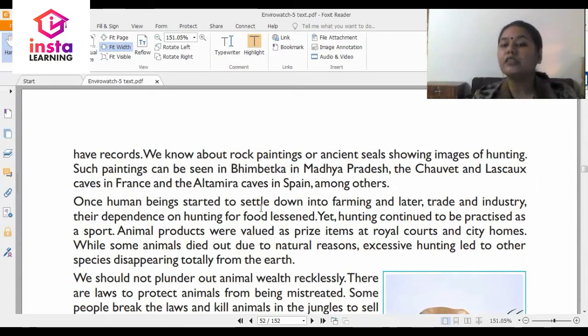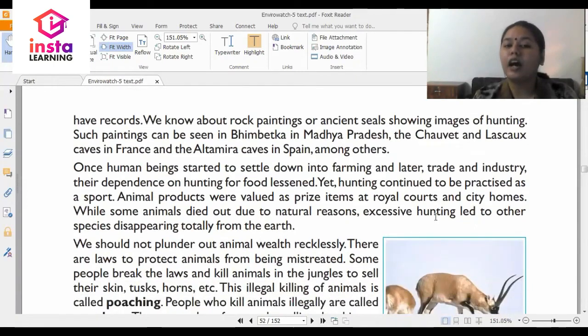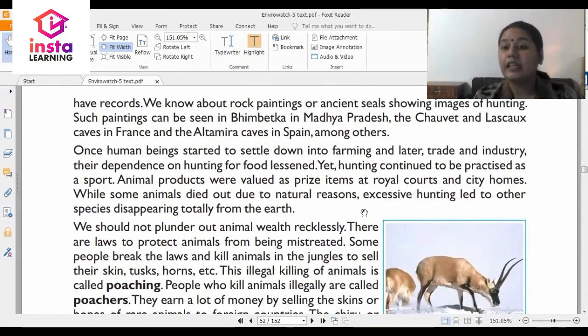Once human beings started to settle down into farming and later trade and industry, their dependence on hunting for food lessened. Yet, hunting continued to be practiced as a sport. So imagine there were some people killing innocent animals just to play it as a sport, only as a form of entertainment without any reason. Animal products were valued as prize items at royal courts and city homes. While some animals died out due to natural reasons, excessive hunting led to other species disappearing totally from the earth.